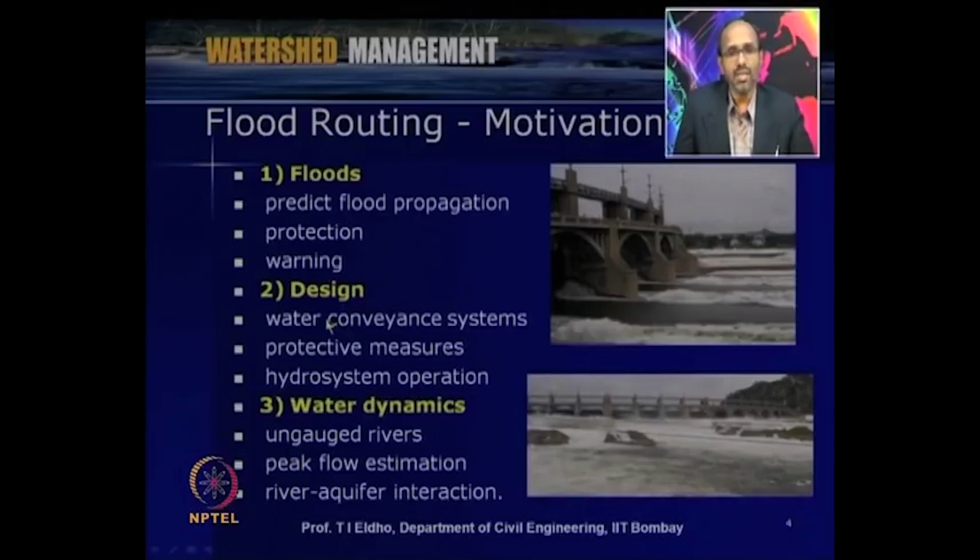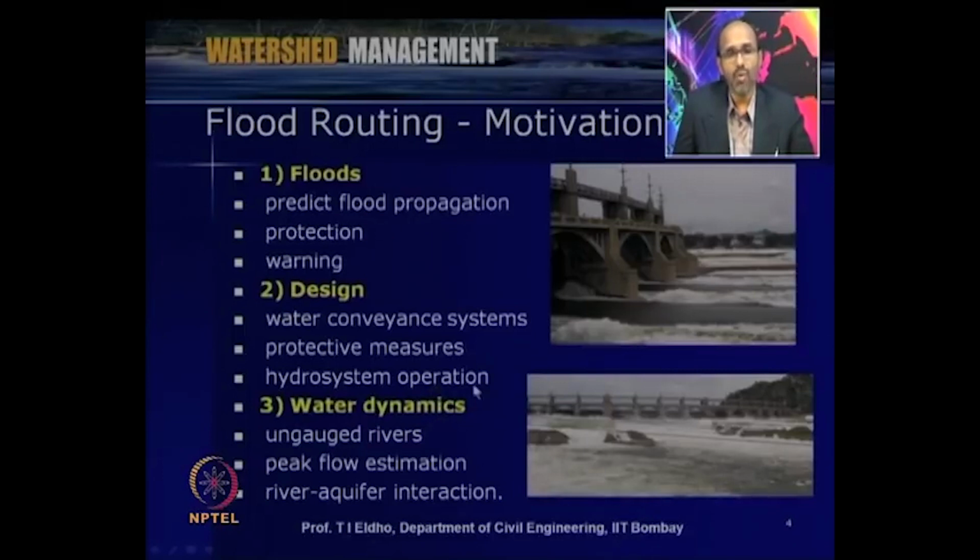And then it is very important to do flood routing for the design of various structures like water conveyance systems, like channels, canals, or any kind of conveyance system. We should know, for the given inflows, how the outflow will be at particular locations. So, water conveyance system design, then protective measures: if you are going to construct flood protection embankments or protection walls, then we should know the flood outflow hydrographs. So, that way flood routing is very important.